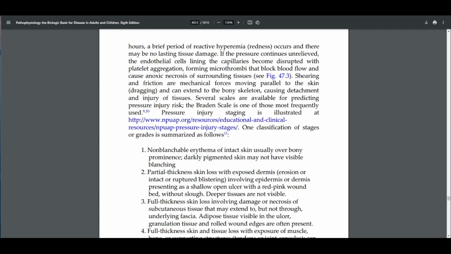Shearing and friction are mechanical forces moving parallel to the skin, so you're dragging, and can extend to the bony skeleton, causing detachment and injury of tissues. Several scales are available for predicting pressure injury risk, such as your Braden scale, which is one of the most frequently used in the hospital system. Pressure injury staging is illustrated on the following website. One classification of stages or grades is summarized as follows.